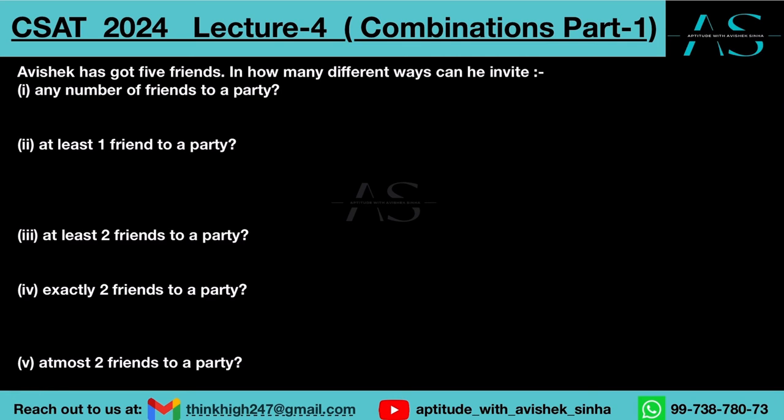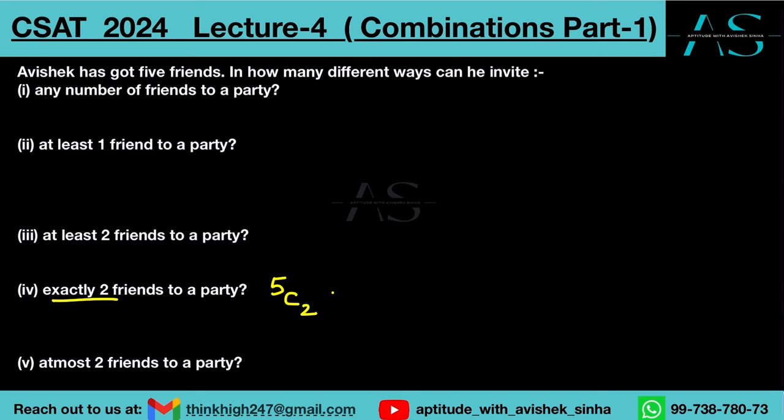Avishek has got 5 friends. In how many different ways can he invite any number of friends to a party? At least one friend to a party, at least 2 friends to a party, exactly 2 friends to a party. How many friends do I have? 5 friends. I'm a lonely person. I've got 5 friends. Exactly 2 friends.